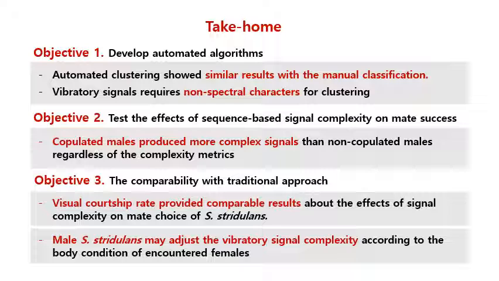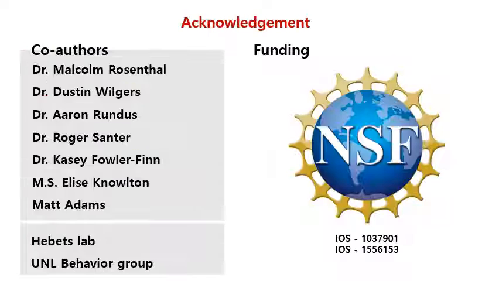So, in the presented study, we first developed automated algorithms for finding clusters of the vibratory signals of Schizocosa spiders using non-spectral characters. Also, we show that the complexity metrics from information theory produce results comparable with the traditional approach about the effects of the signal complexity on the mating success. We expect that the application of the complexity metrics will allow researchers to compare the complexity among different species, which is difficult with species-specific metrics such as visual courtship rate. Also, interestingly, we found evidence that the males may alter their signal complexity depending on the body condition of encountered females.